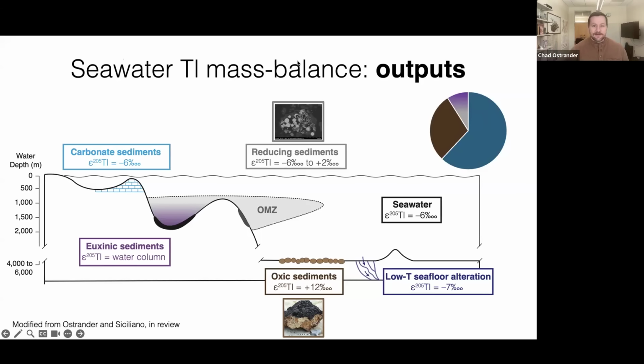Euxinic sediments do not fractionate thallium isotopes as well. The thallium isotope composition of these sediments is the same as the overlying water column. Anoxic reducing euxinic sediments account for a quantifiably important amount of thallium removal, on the order of about 6% or so. Carbonate sediments do not fractionate thallium isotopes either. This is just based on data from the modern Bahama Bank. So more data collection is required, but it seems that there's no fractionation there as well. The concentrations in these sediments are so low that it's probably not a quantifiably important output from the ocean, however.